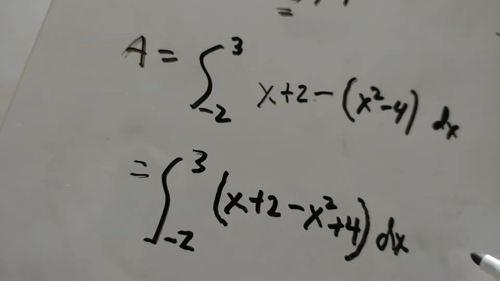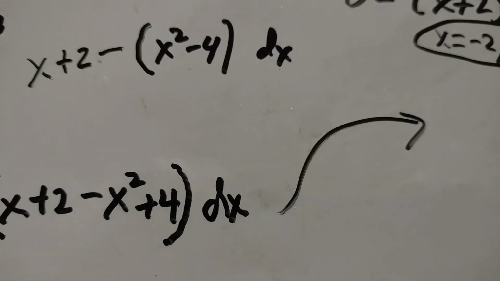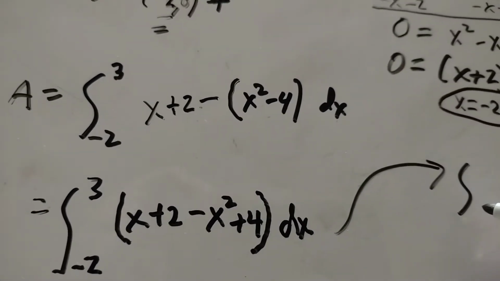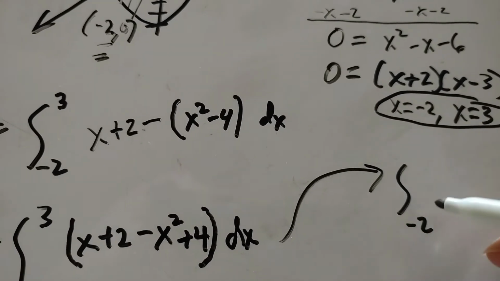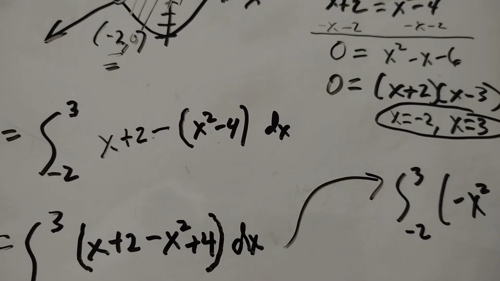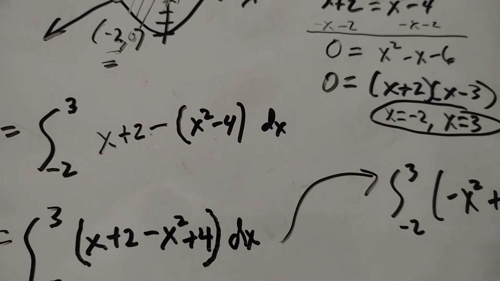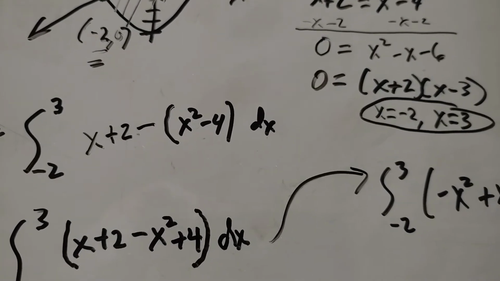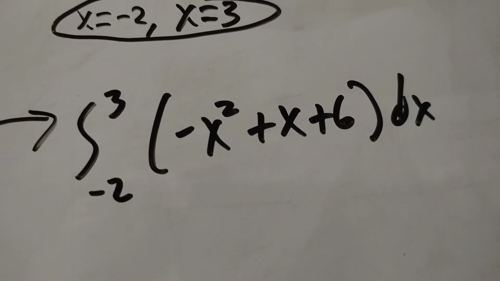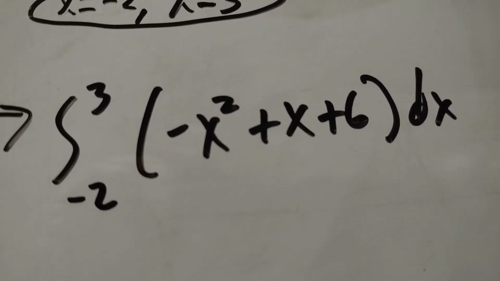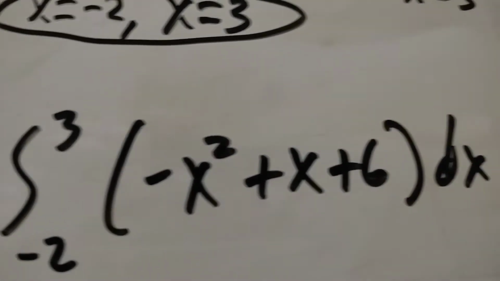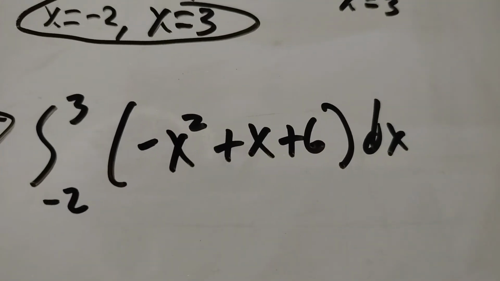So let's continue over here. Instead, I'm going to write the negative x squared. So I'm going to write the integral from negative 2 to 3 of negative x squared plus x plus 6 dx. So that's what I have. And now this integral doesn't look bad because this is just a polynomial. We're just going to integrate term by term because the integral of a sum is the sum of the integrals. So let's go term by term here.